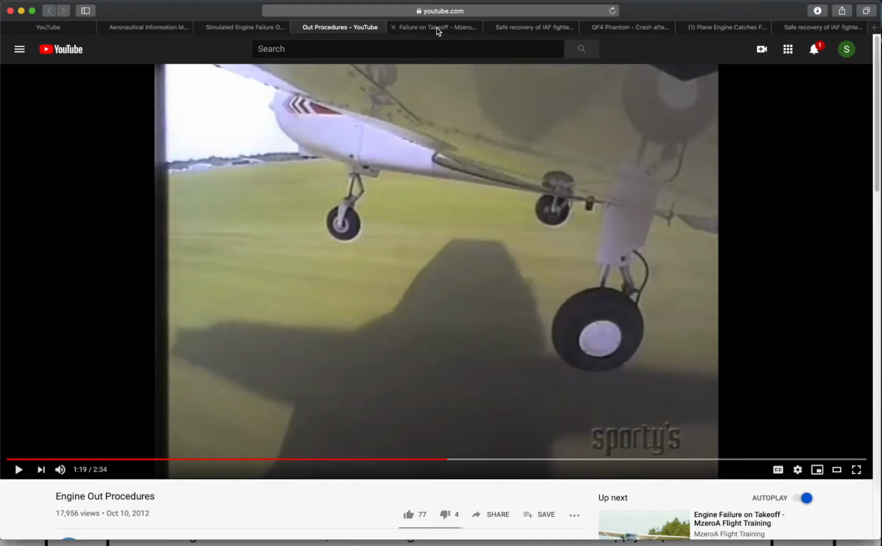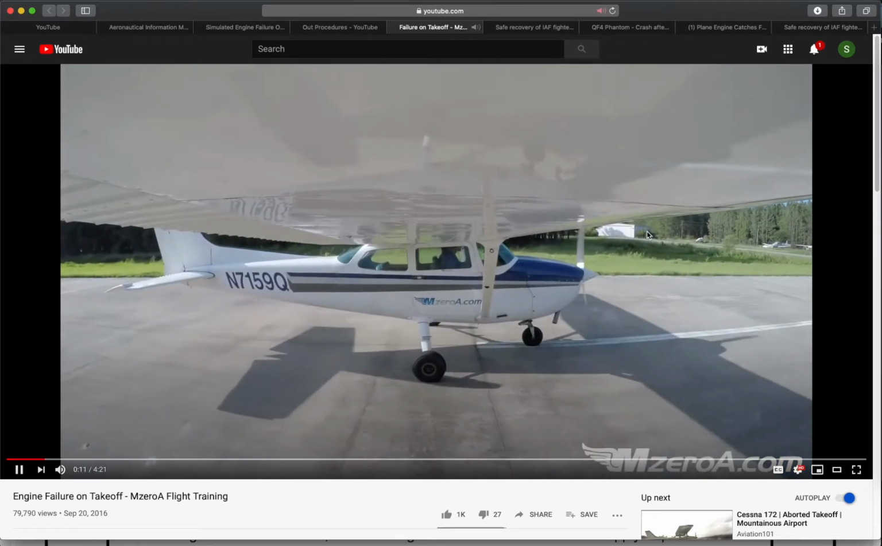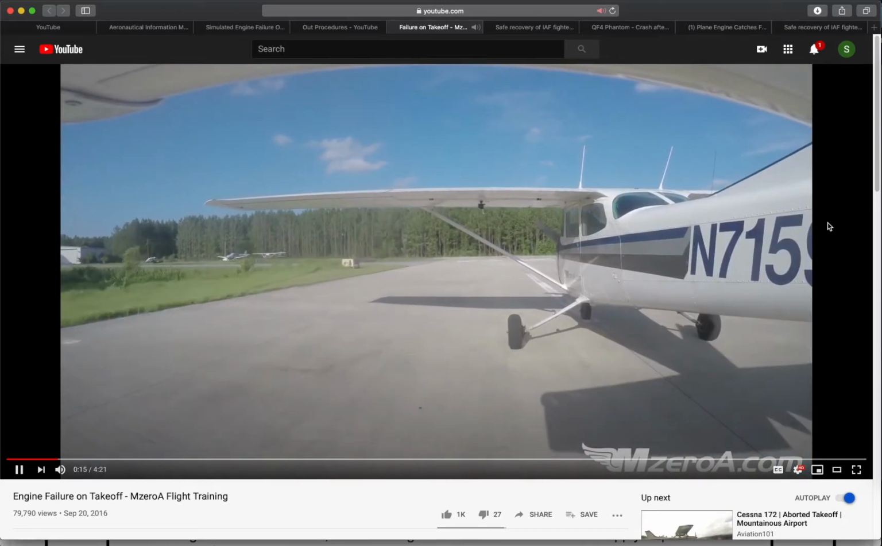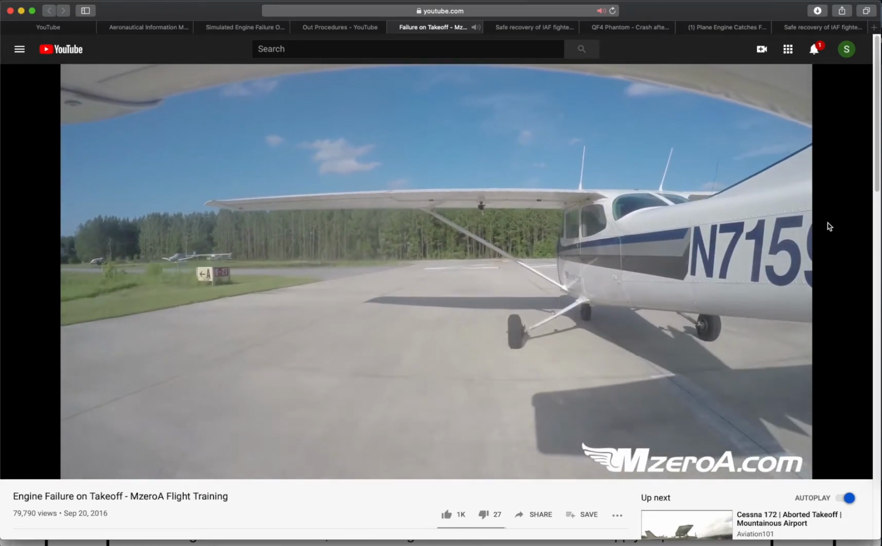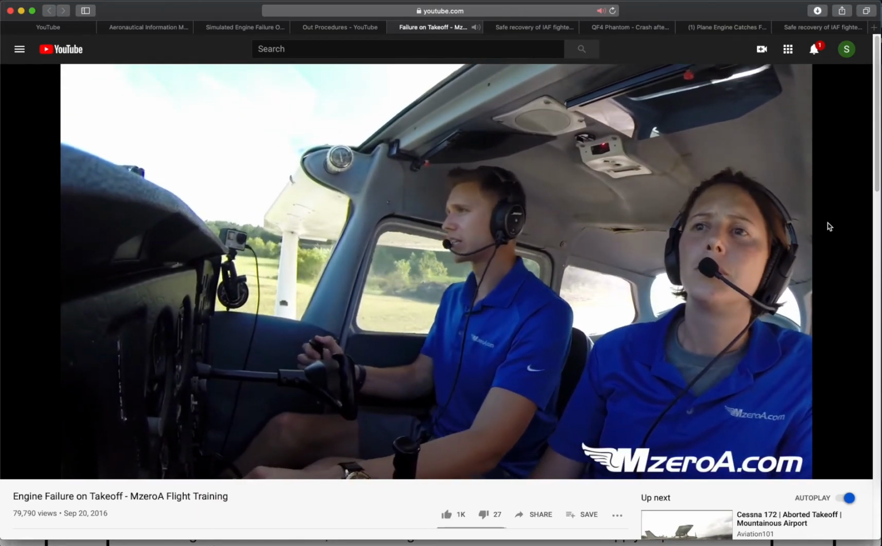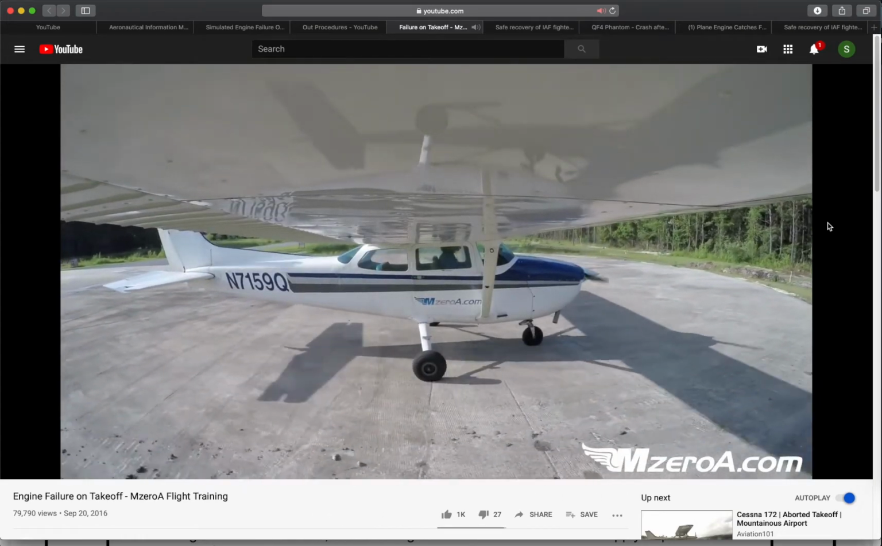All right, I got another one here for you. This is another instructor, a really good way to see how much it affects the aircraft when they lose their engine. Show you guys a simulated engine failure on takeoff. When's the last time you're rolling down the runway, you get to 200-300 feet, and the instructor pulls the throttle back to idle? This is such a vital skill to have and know how to do.